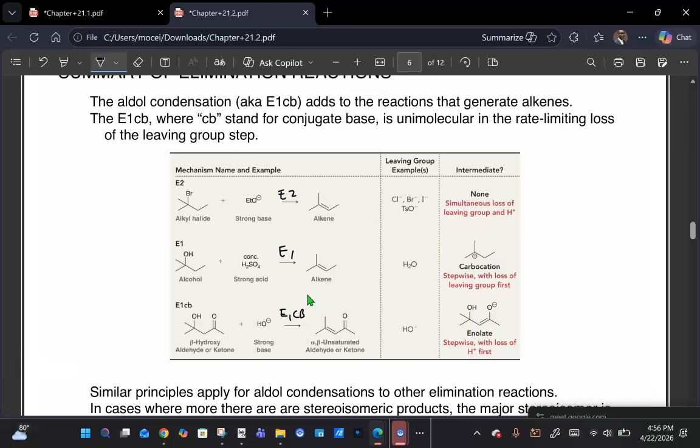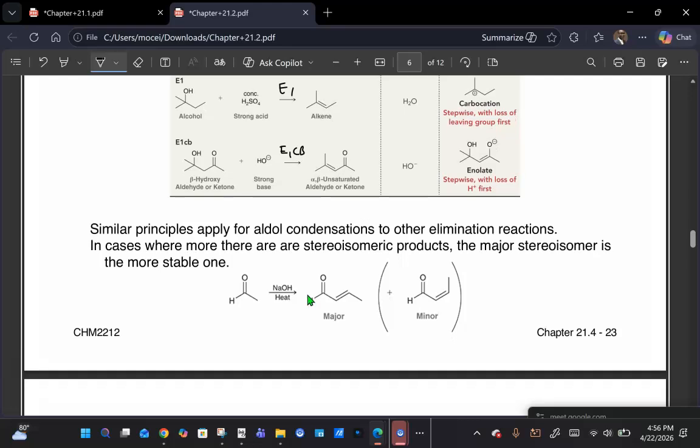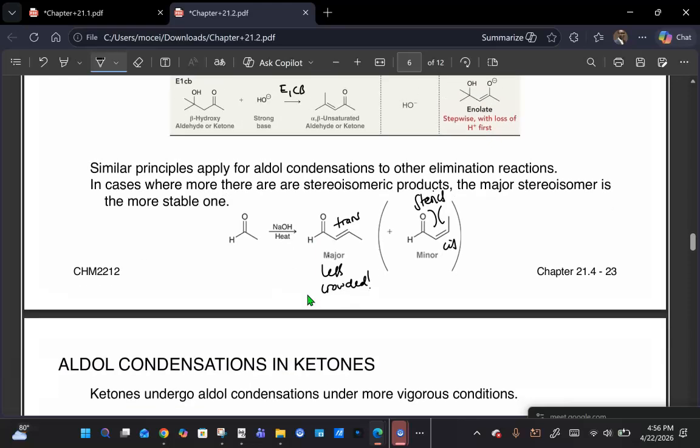Oh, I forgot. You can get the trans or the cis. You know why the trans is major? Less crowding. But again, PhD level, there's a way we can force it to go cis.